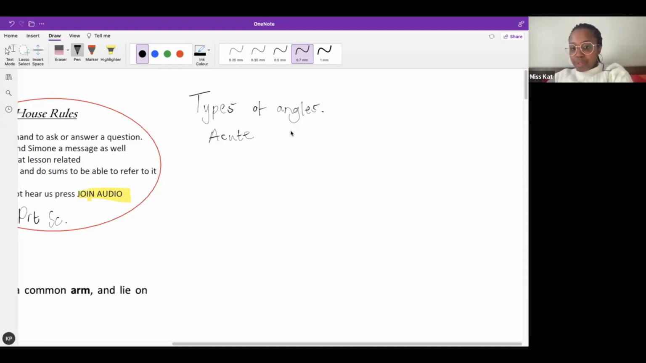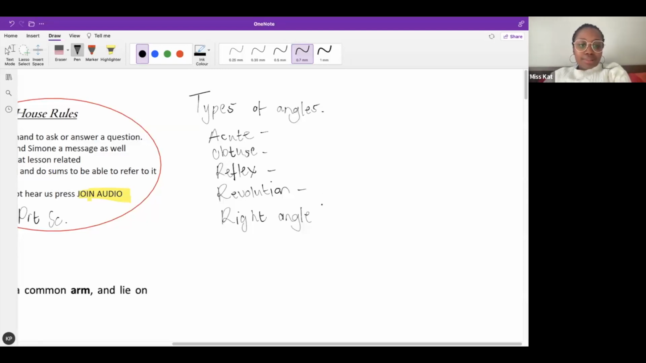We have acute, obtuse, reflex, revolution. Now that we all can see, fabulous. You need to tell me what type of angle is acute, obtuse, reflex, revolution, and right angle. How could I forget such an important one? Hi, Thomas. Welcome. And we have a right angle.